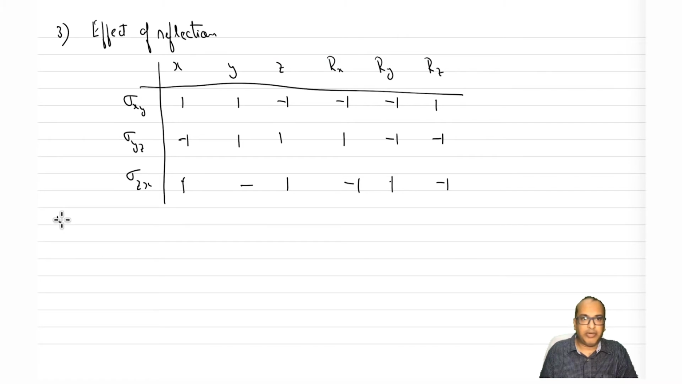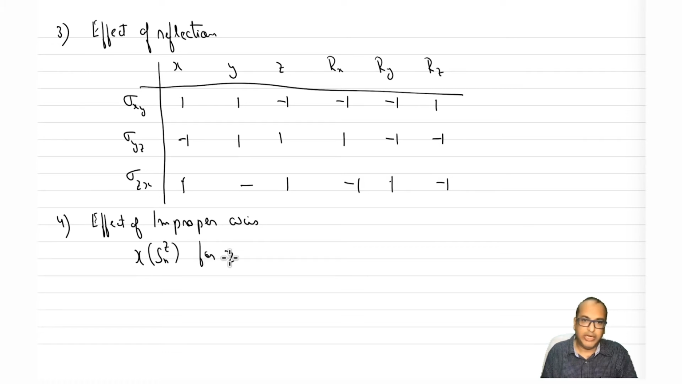Now the effect of improper axis. The character of SnZ for Z is opposite of Rz. Typically, you see that the character under SnZ for Z is equal to minus 1, right? But for Rz it will be plus 1.